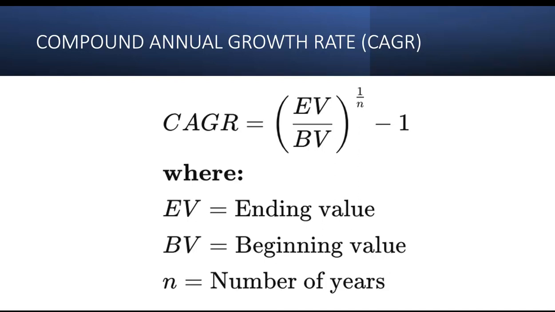Let's now understand how to calculate the CAGR of an investment. We need three inputs. First, the starting or beginning value of the investment. Second, the ending value of the investment. And third, the number of years. If the holding period is in months, we must convert it to years as a fraction or a decimal.